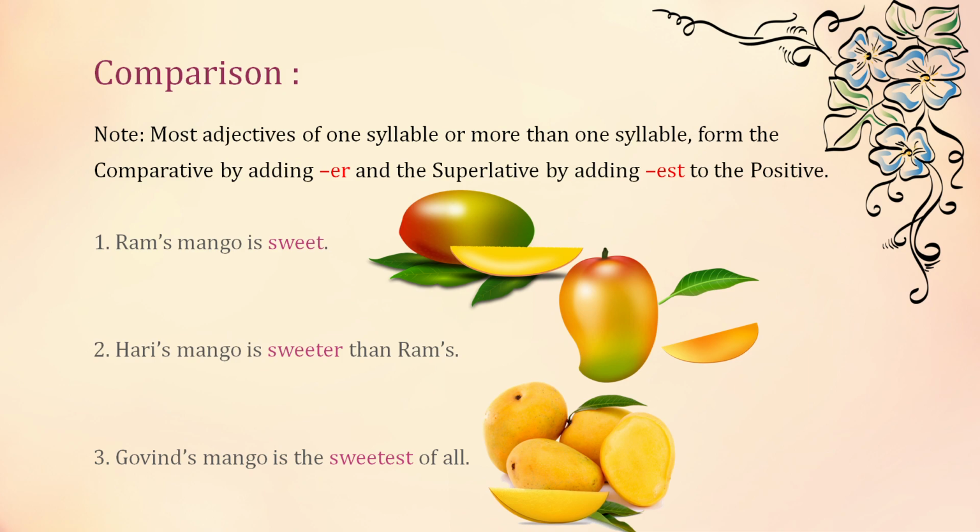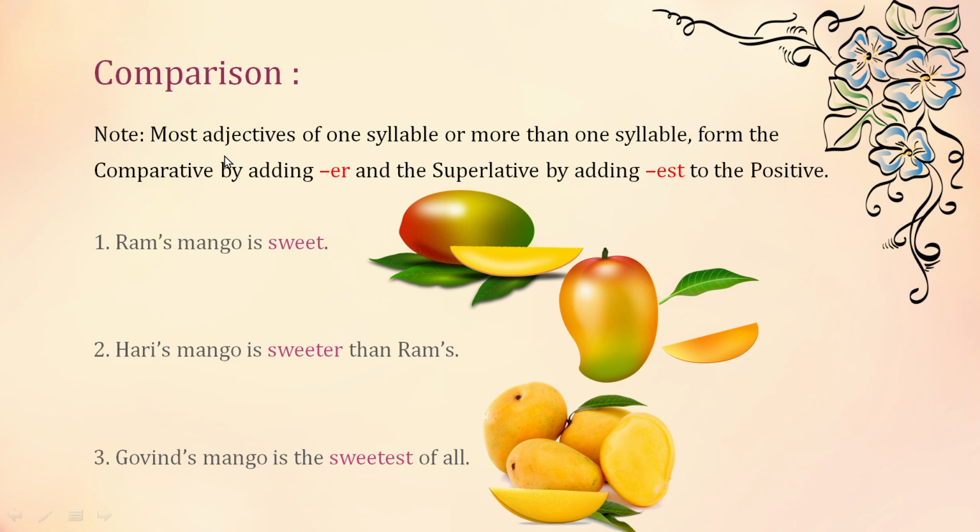The comparative degree of an adjective denotes a higher degree of quality than the positive, and it is used when two things are compared. And the superlative degree of an adjective denotes the highest degree of quality and is used when comparison is done between more than two things.